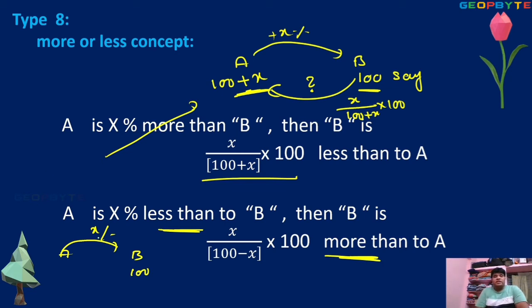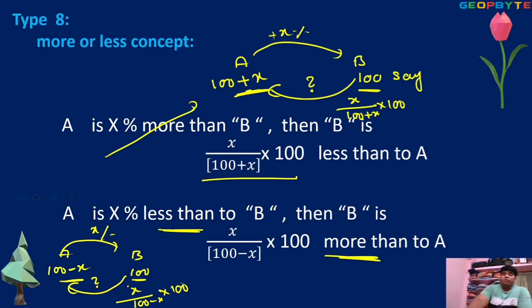Say x percentage less. So what is the value? 100 minus x. Now reverse. B compared to A: B is how much rupees more than A, which is 100 minus x? B is how much more? X by 100 minus x into 100. This is the formula.